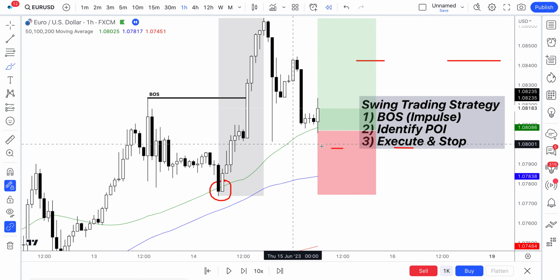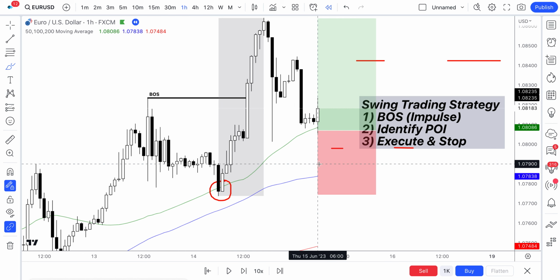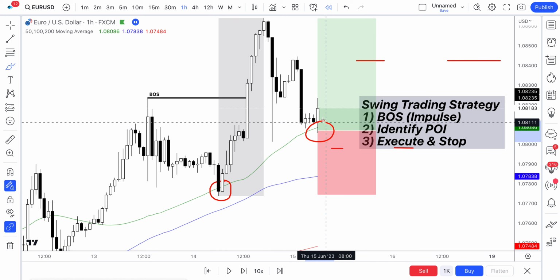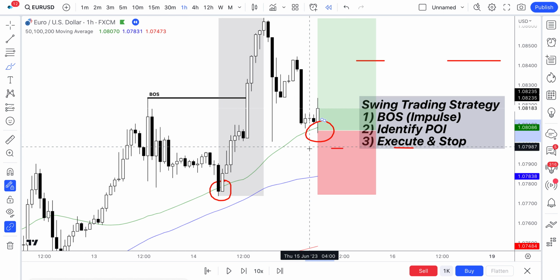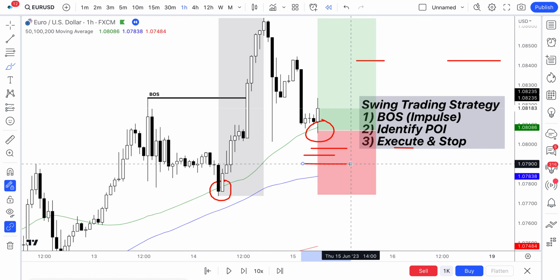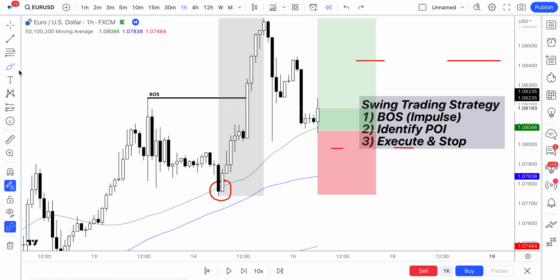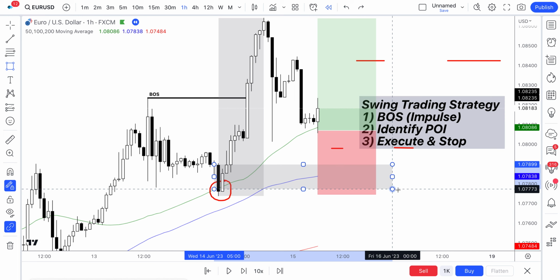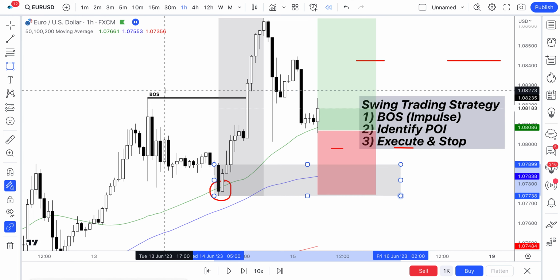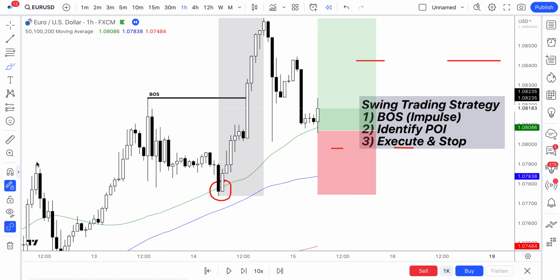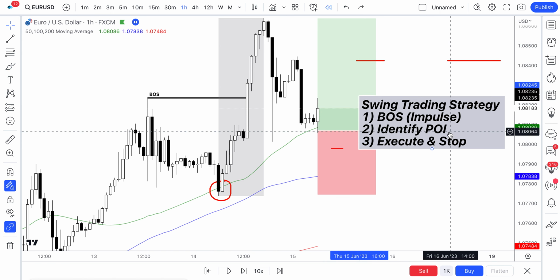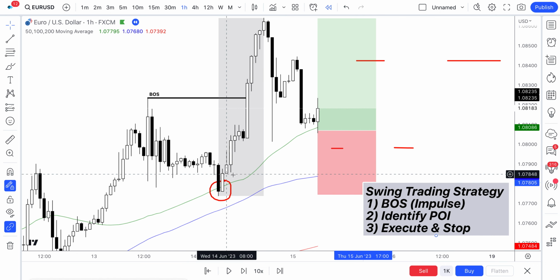But the main idea, the ideology, is to make sure we're giving price room to breathe. We're not trying to time this market perfectly, but we know institutions should be involved around this area, but we're giving it a bit of room just in case they want to bring price a little bit lower. Because in theory, there is an order block around this area here, so price also may come down into that order block, tap, wick, and then push to the upside. But in terms of this basic swing trading strategy, we're just focusing on where the institutions were involved last time.